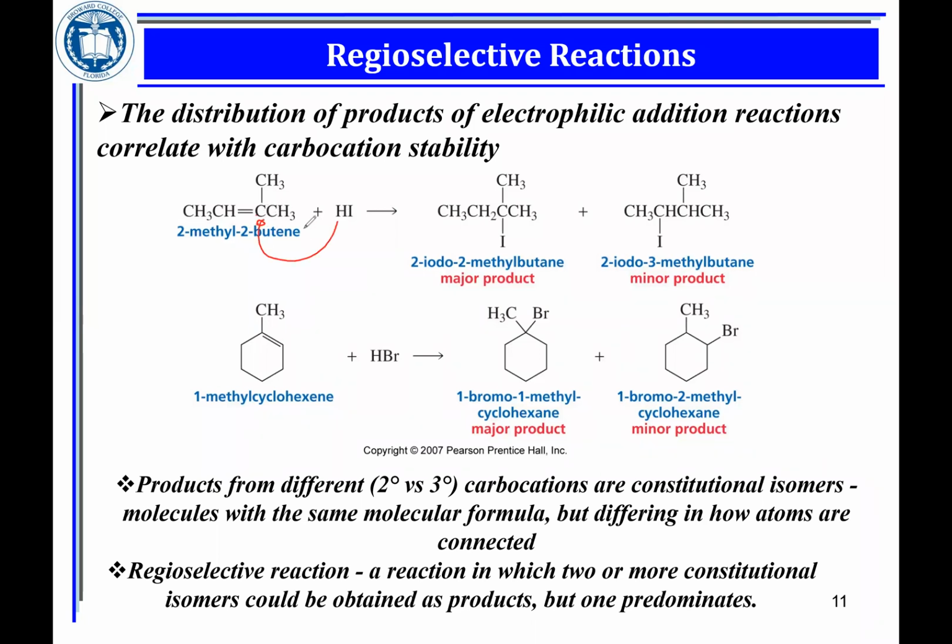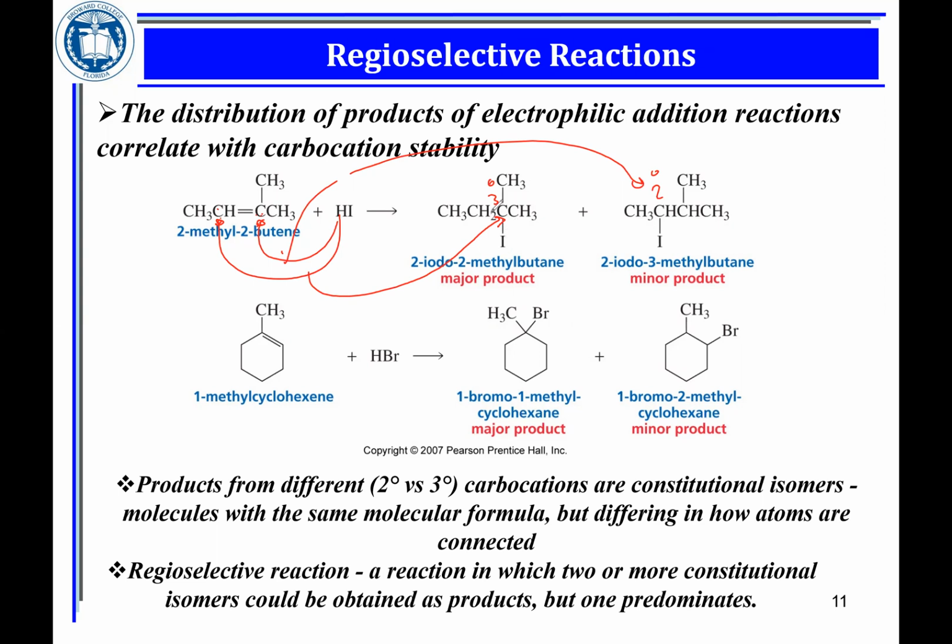Then the hydrogen can form a bond with carbon 2 or carbon 3. If hydrogen attaches to carbon 2, then you would get a secondary carbocation, and you are going to get this product. If hydrogen attaches to carbon number 3, you would get a tertiary carbocation, and then iodine comes in.